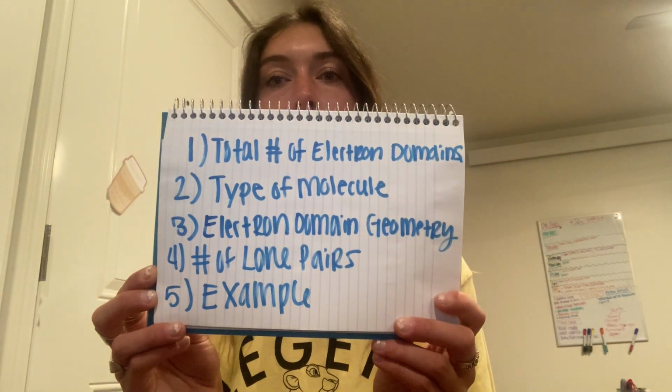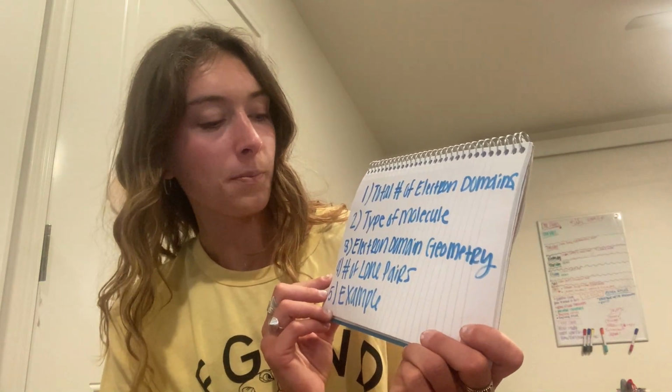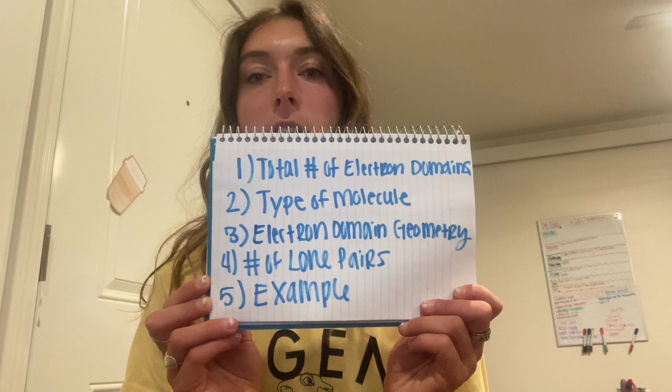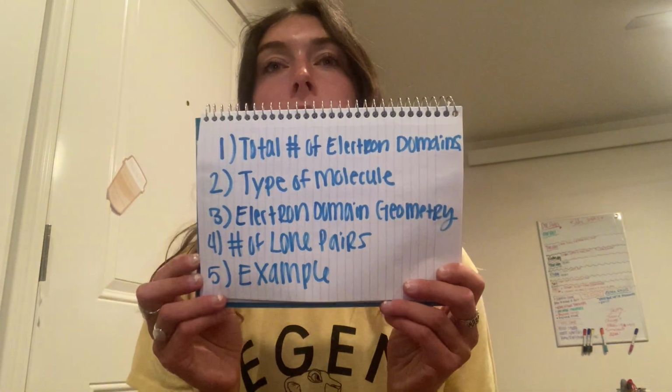So we will be discussing a variety of electron domain geometries, and I will indicate 5 things I will be going over as I run through each one, and here is just a brief rundown of that. So 1 is the total number of electron domains, 2 is the type of molecule, 3 electron domain geometry, 4 number of lone pairs, and then 5 an example. So that will just be a reference point. Also, I just want to go over some brief basics of molecular geometry. So let's get right into it.